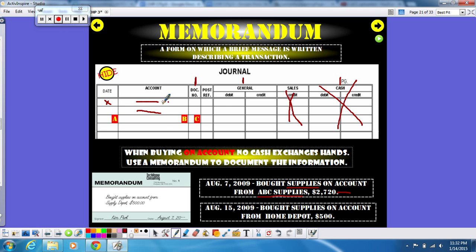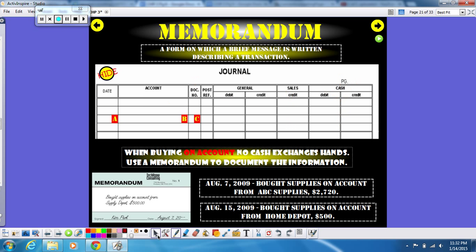So for supplies, we're going to pretend this is the supplies one. Supplies increase, and anytime supplies increase, it's a debit. Now if you know this is a debit, you're 100% sure, it makes it easy because then you know the other one has to be credit. We owe ABC Supplies money. We bought on account. We're going to pay them later. We owe them money, and you should know that that's a liability, which means that if liabilities increase, it goes on the credit side.